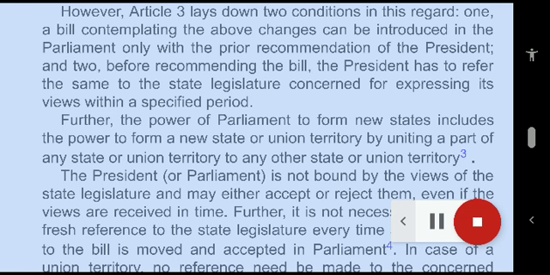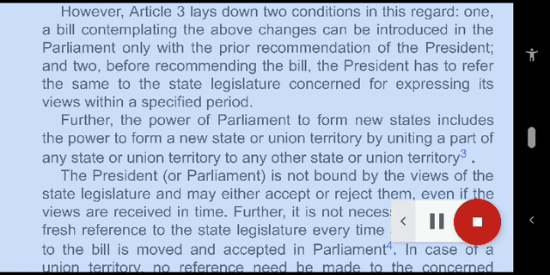2. Before recommending the bill, the President has to refer the same to the state legislature concerned for expressing its views within a specified period. Further, the power of Parliament to form new states includes the power to form a new state or union territory by uniting a part of any state or union territory to any other state or union territory.